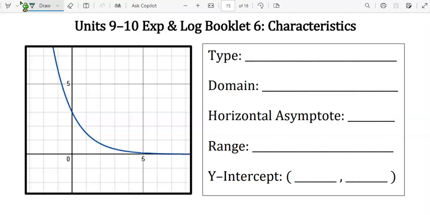Units 9 through 10, Exp Logs Booklet 6. Characteristics. The type of function that this graph is representing is an exponential function, specifically exponential decay.